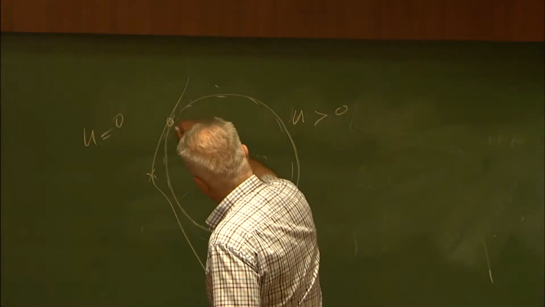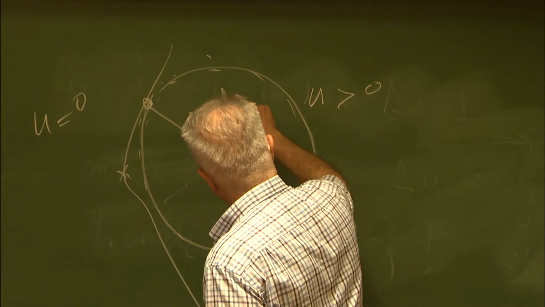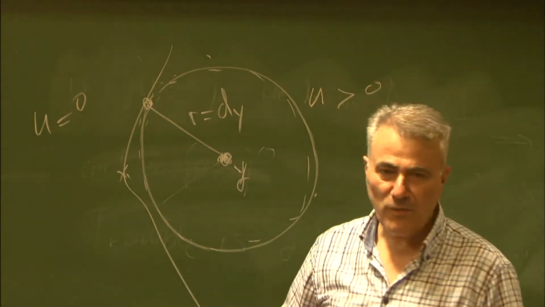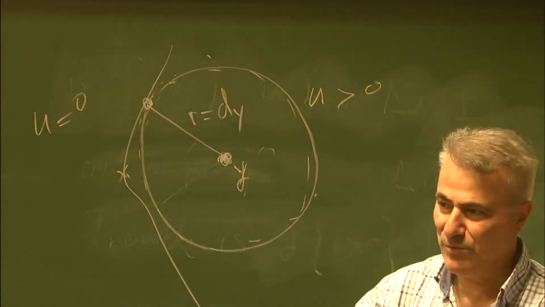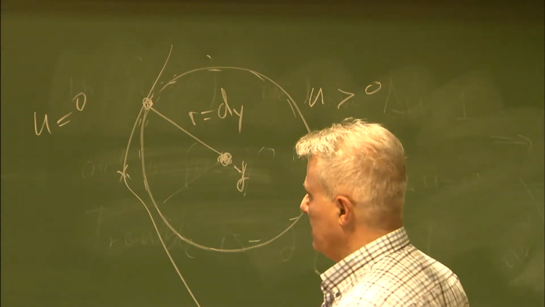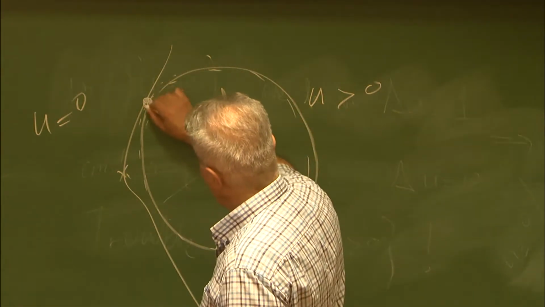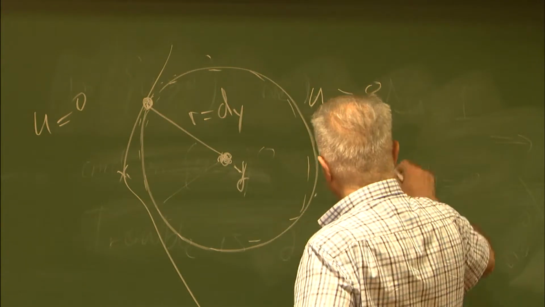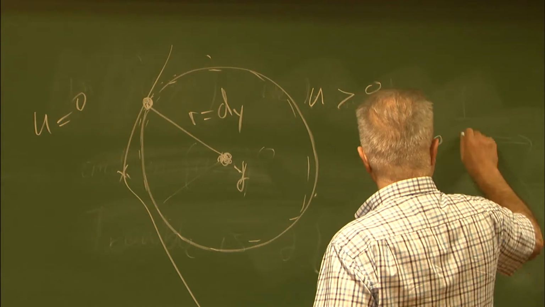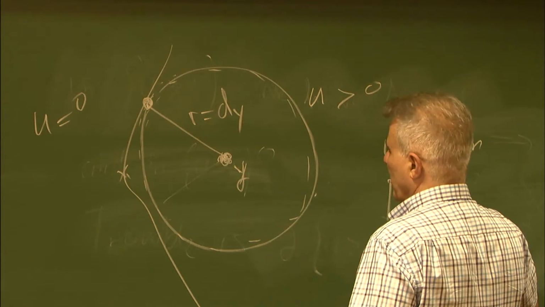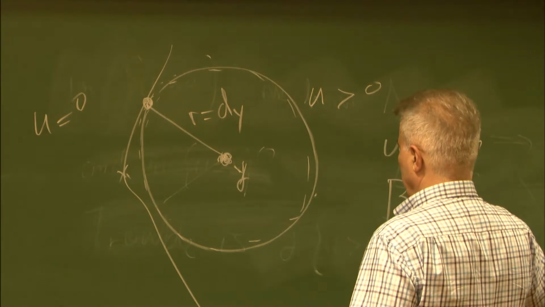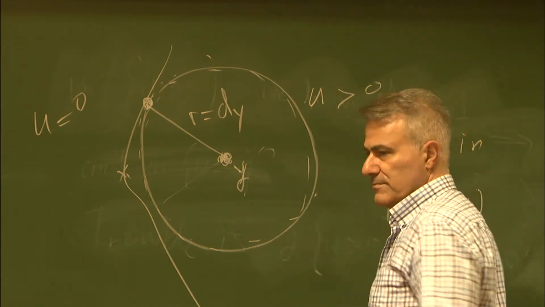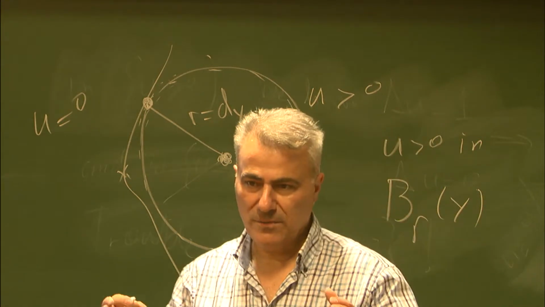So take radius r to be the distance from y to the boundary point, the first time you hit. So there's the point here. So this is completely inside. Okay, so u is positive, with radius r and center y, and is strictly positive.